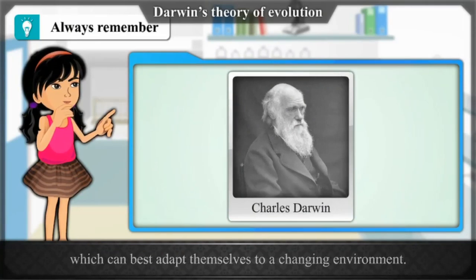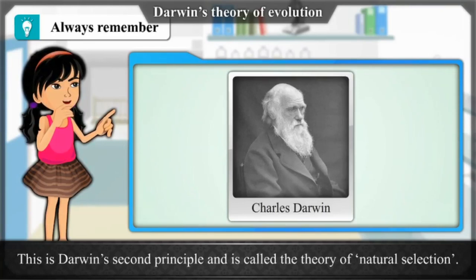This is Darwin's first principle. If an organism is born with a new beneficial characteristic and is able to survive, this change is preserved in the next generation. This is Darwin's second principle and is called the theory of natural selection.